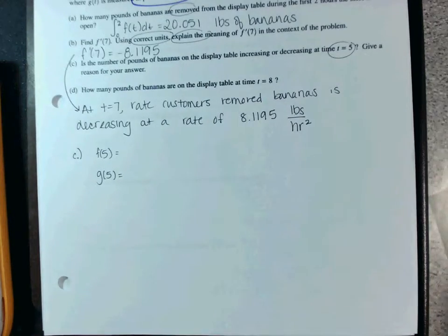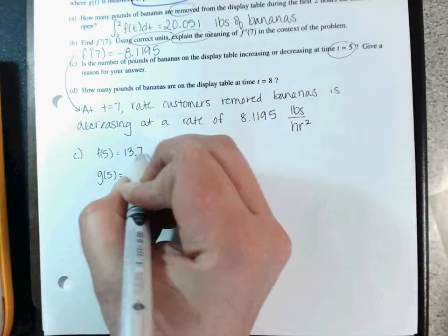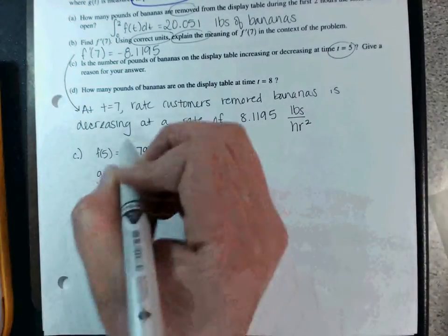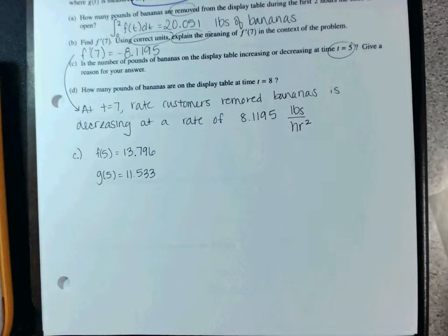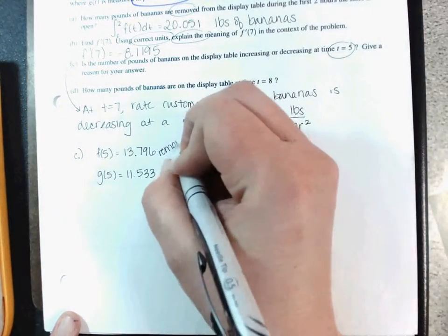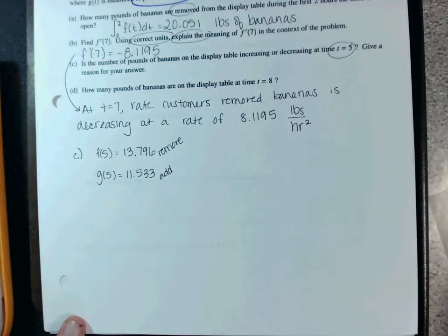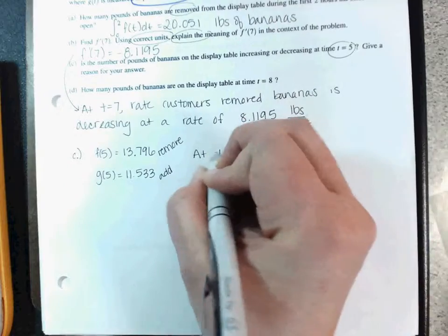How fast are they being removed? 13.796, and they're being put back at 11.533. So overall, we would say, what's happening to my bananas? This is the removal rate. This is the add back rate. They're decreasing. Very good. Just subtract that too, and say it comes out negative. That'd be fine.